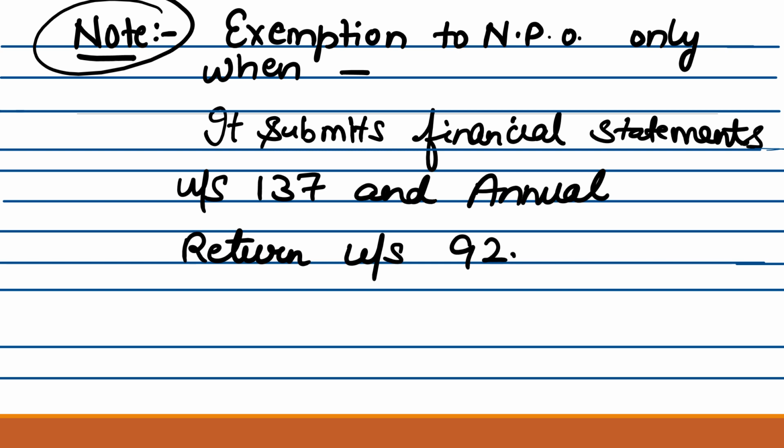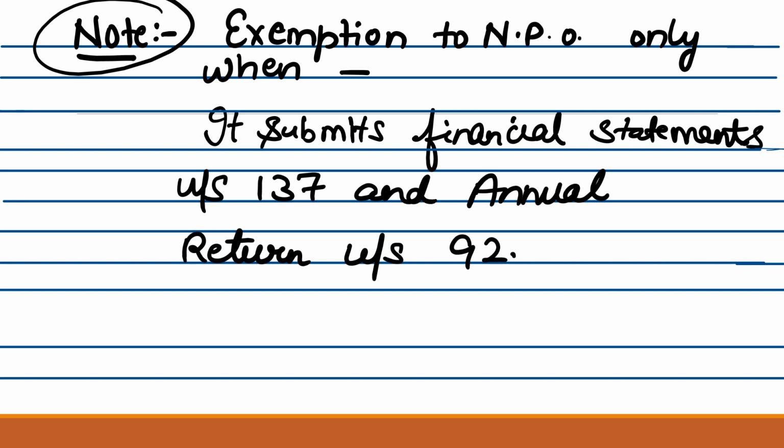Exemption to NPO will be given only when it submits the financial statements under section 137 and the annual return under section 92. It is to be noted that if the NPO falls under section 149 subsection 1, meaning it wants to increase the number of directors to more than 15, the limit of 15 directors does not apply in case of NPO, and a special resolution is also not required. So everything can be done in case of NPO, provided it submits the financial statements under section 137 as well as the annual return under section 92. Meaning the profit and loss statements and the balance sheet are submitted in due time, only then can the NPO enjoy these privileges.